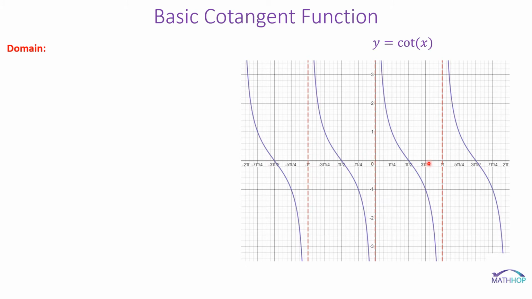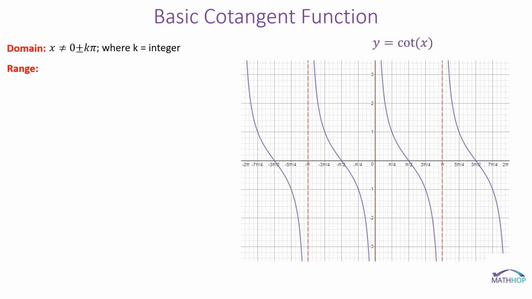From 0, if you go pi in the right direction, there's an asymptote. You go pi again, there'll be another one. If you go pi units to the left, there'll be one there, and another pi, there'll be one there. So our domain is going to be all real numbers except 0 plus or minus k pi, which means 0 plus or minus any multiple of pi.